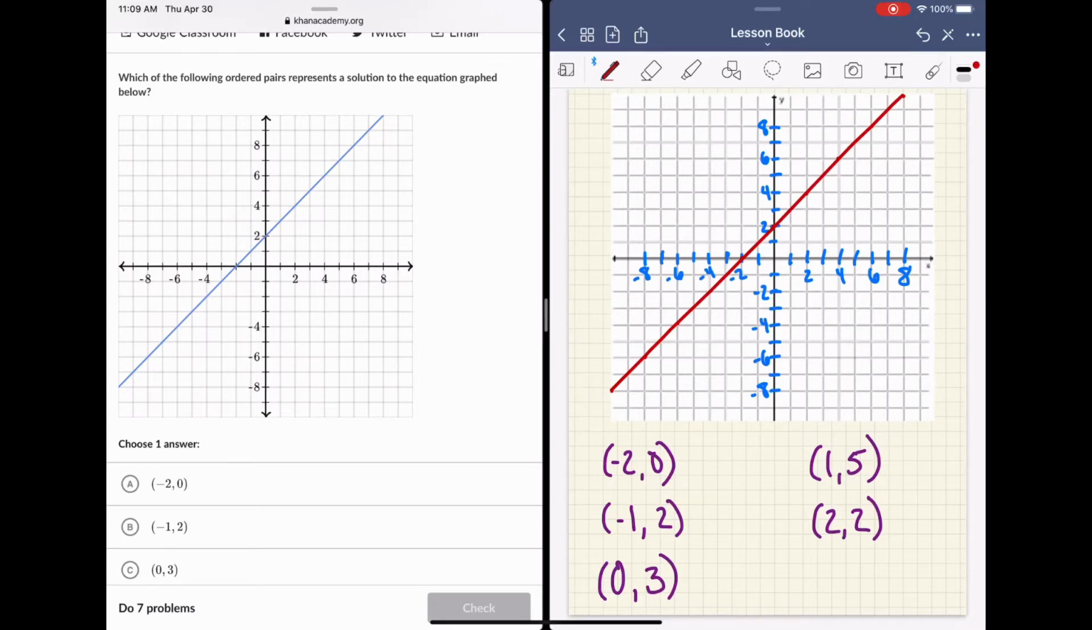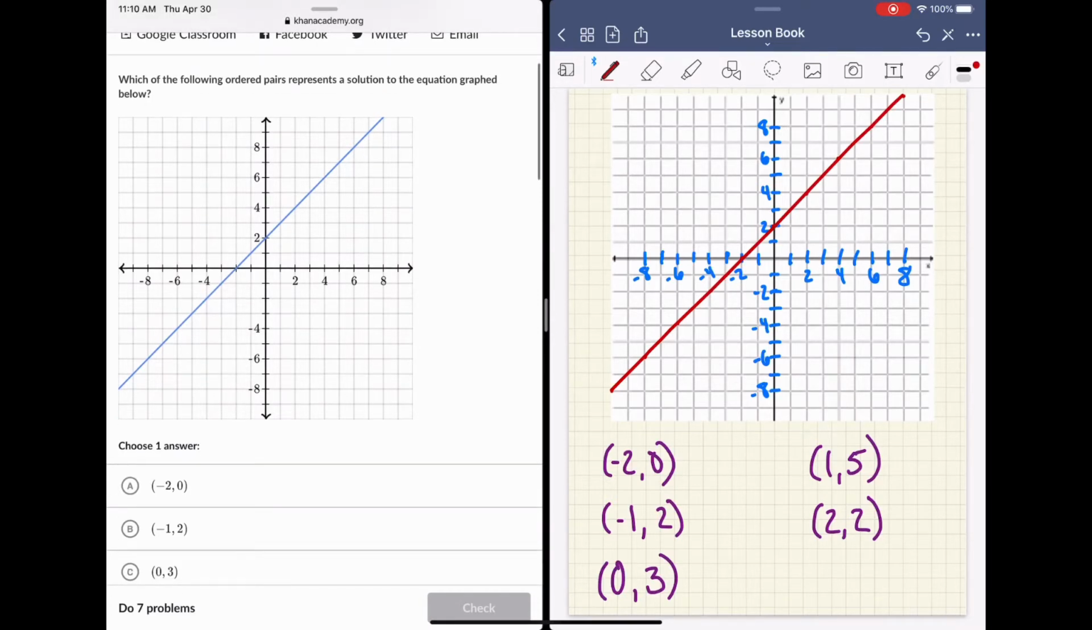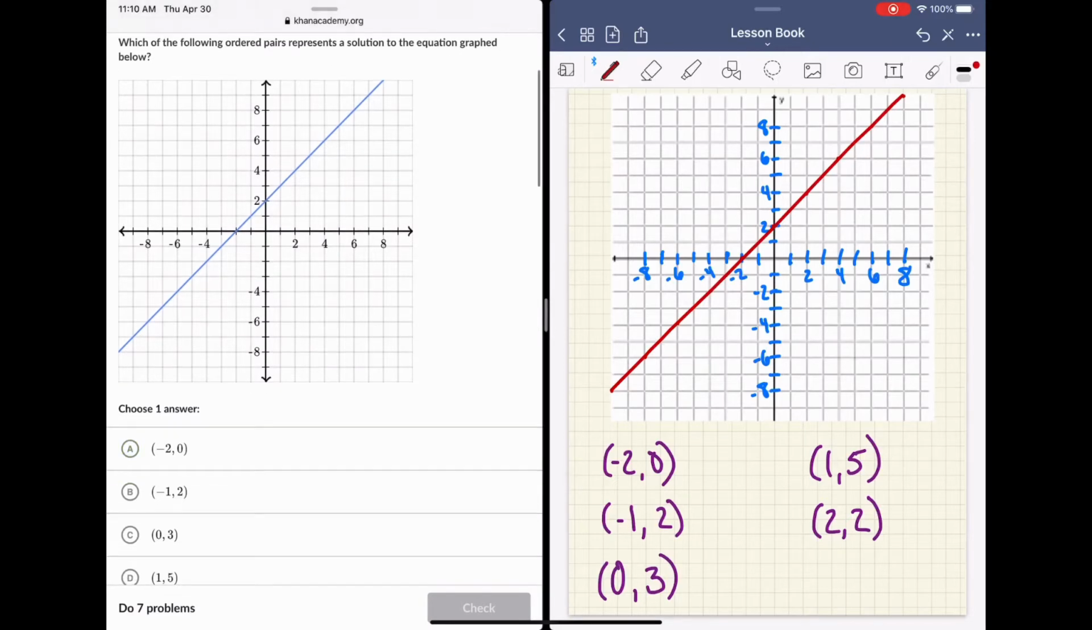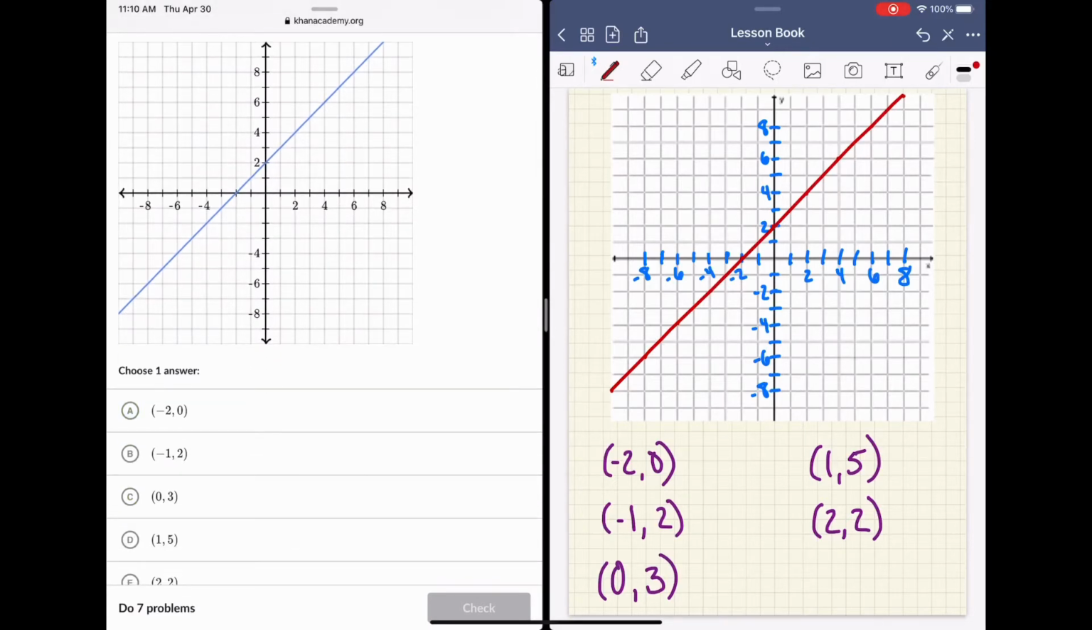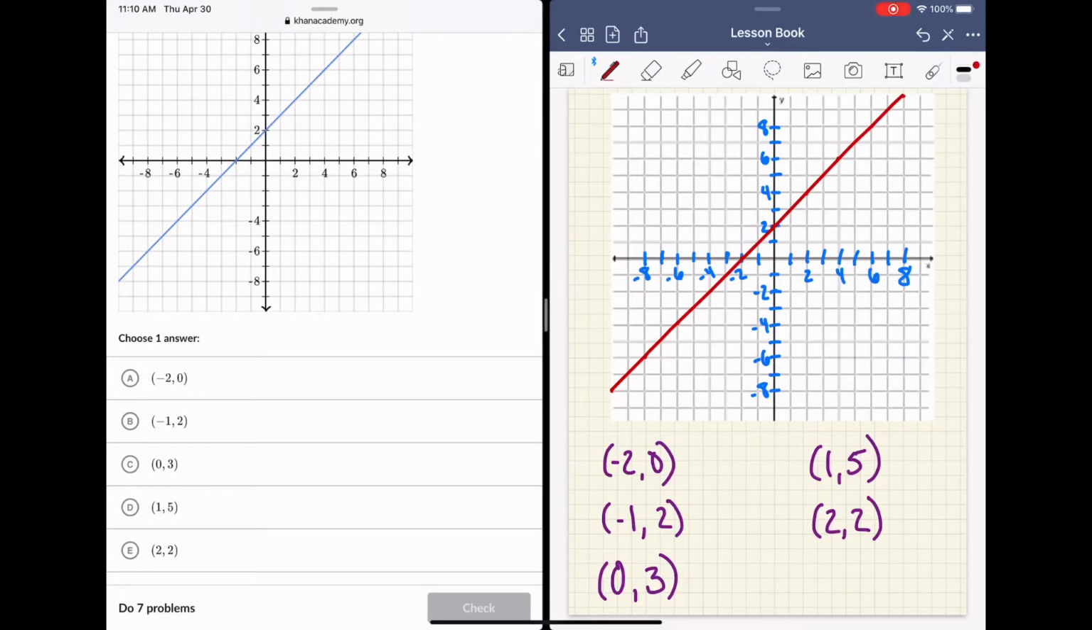So first, graphically. Usually if we're given an equation, we would have to go through the steps of actually graphing it and then determining if the points are on the line. But in this question, we're given the graph, so that saves us a step. So we have the points (-2, 0), (-1, 2), (0, 3), (1, 5), and (2, 2). And all we need to do is determine whether they're on the graph.